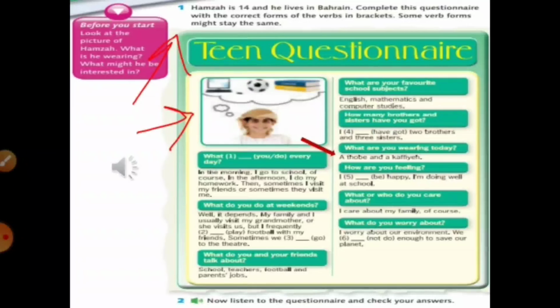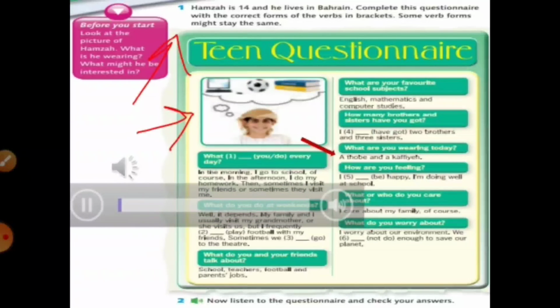He is wearing a توب and كوفية. هلأ شو بده السؤال؟ Complete this questionnaire with the correct forms of the verbs in brackets. So, you are going to listen, okay? And while listening, you should try to answer. You should try to fill in the blanks. اسمع, then answer. بعد هيك املأوا الفراغ بالإجابة الصحيحة. Let's start listening. Module 1, page 6, exercise 2.